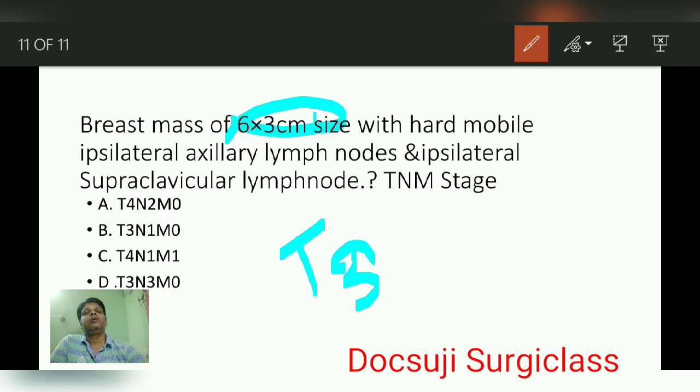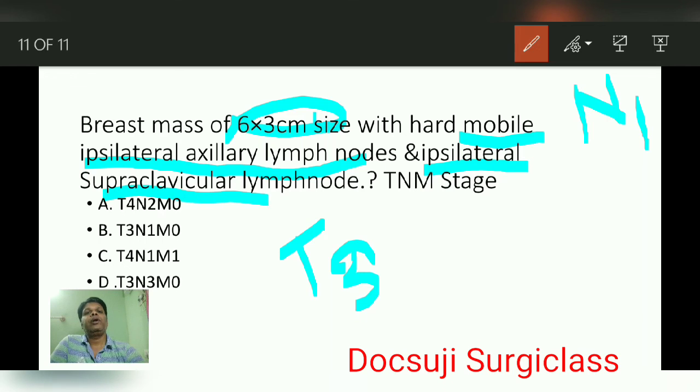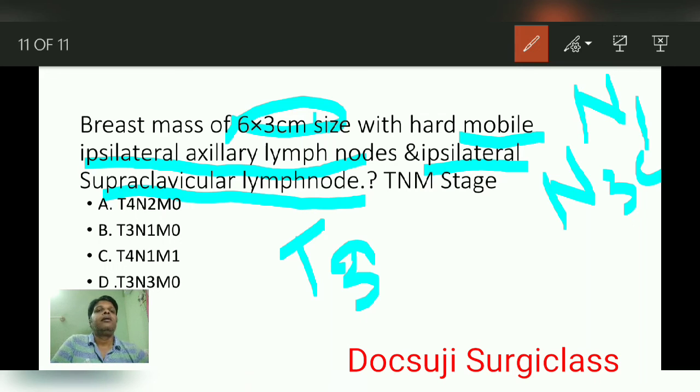T3. Then next one is mobile ipsilateral axillary lymph node, that is N1. Just now we discussed N1. And another thing they have given is ipsilateral supraclavicular lymph node, that comes under N3C. They have not mentioned anything about metastasis.